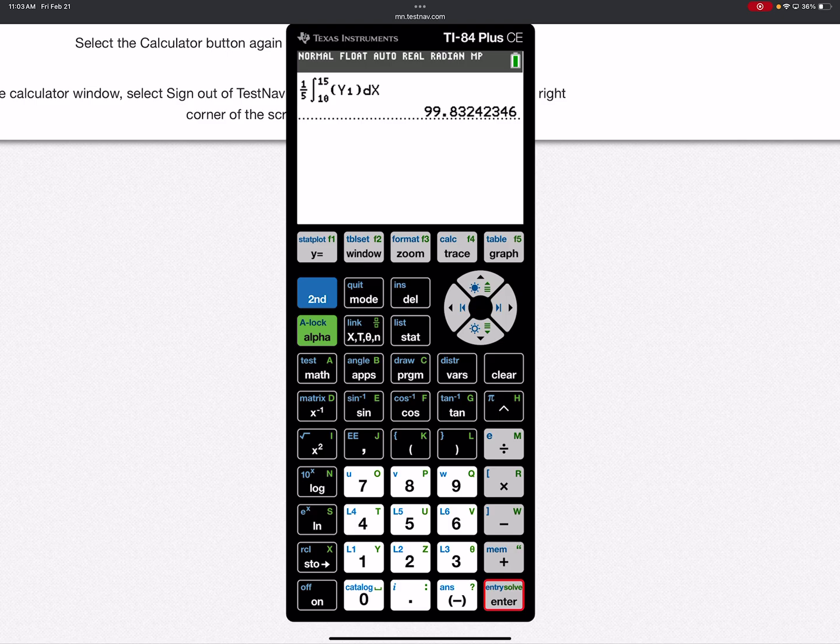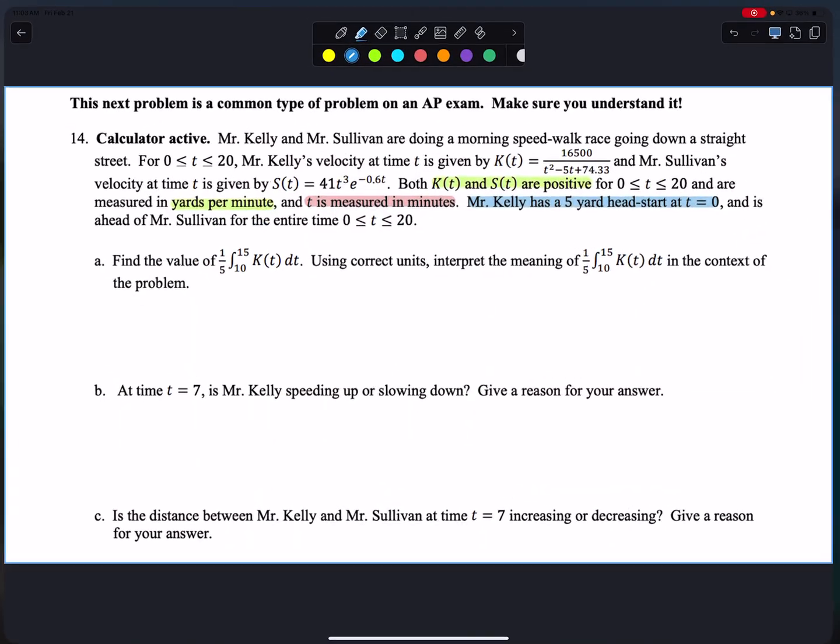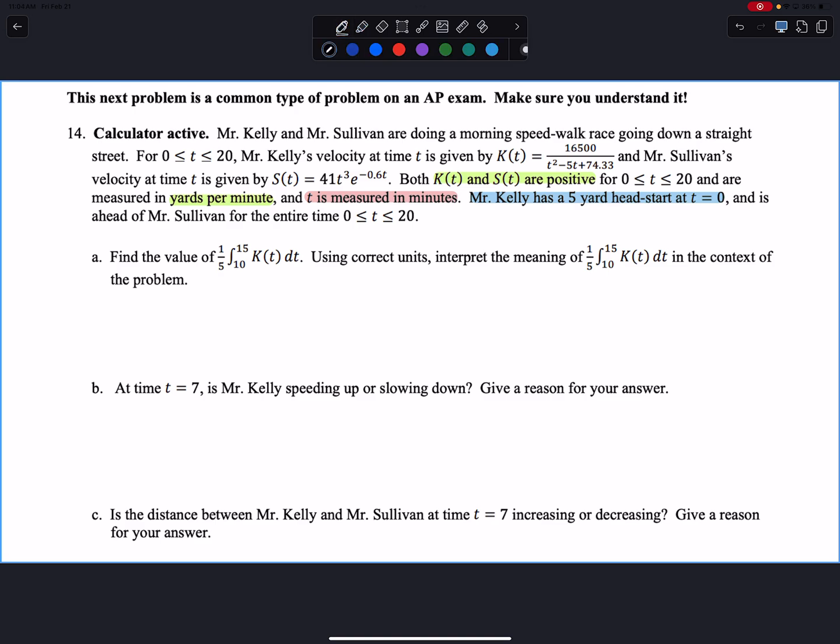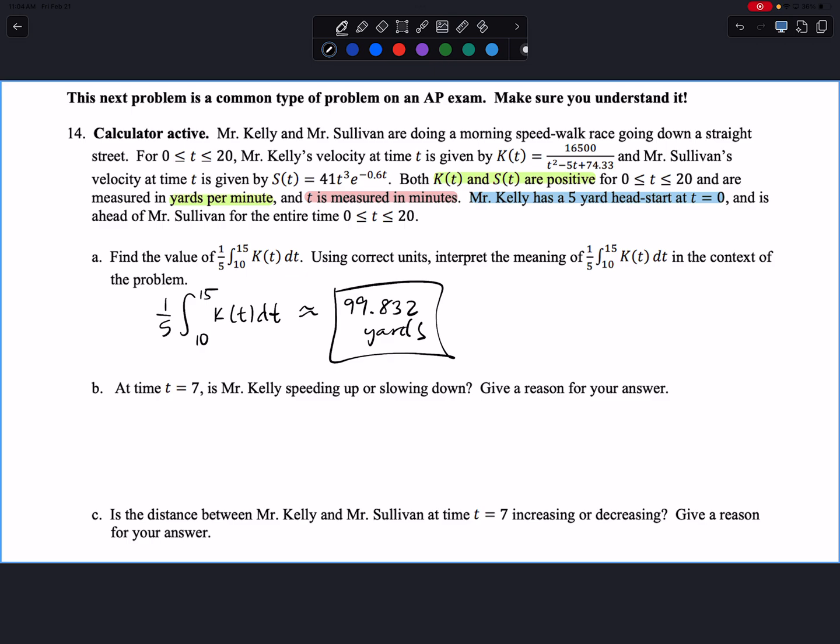So if this was measured in yards per minute, when I integrate this, this means it's what? Yards. Good job. So that's 1 point just for being able to do that. This is 99.832 yards. Now here comes the tricky part. So using correct units, which we did, interpret the meaning in the context of this problem.